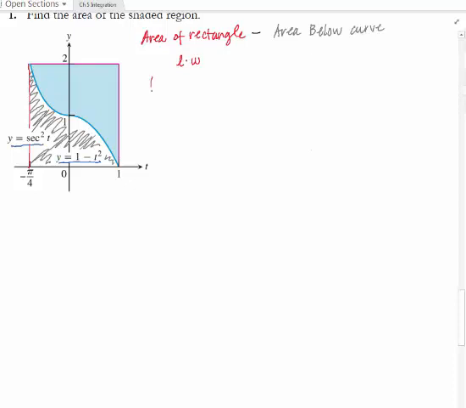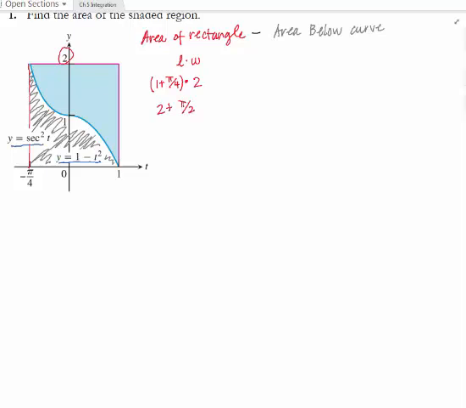The length of the rectangle is 1 plus pi over 4. 1 on this side, and then another pi over 4 on that side. So 1 plus pi over 4 gives us the length, or the width, and then we need the height of the rectangle, which is 2. So the area of the rectangle is 2 plus pi over 2.